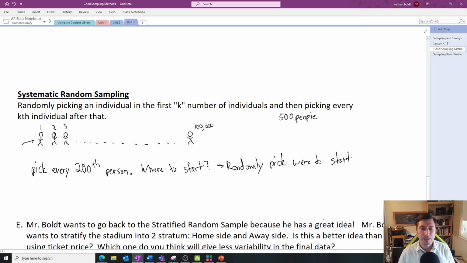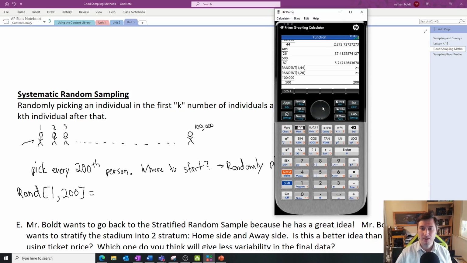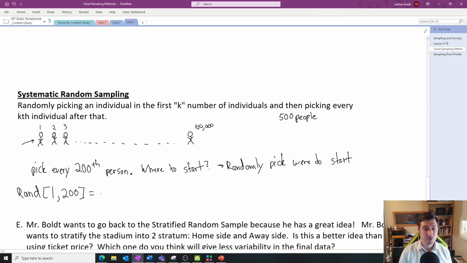So what I'm going to do is pick a random number from 1 to 100. Sorry, 1 to 200. This is going to be my first person, somewhere between 1 and 200. So I'm going to do that here. Random 1 to 200. 19. All right, so I'm going to start with the 19th person.